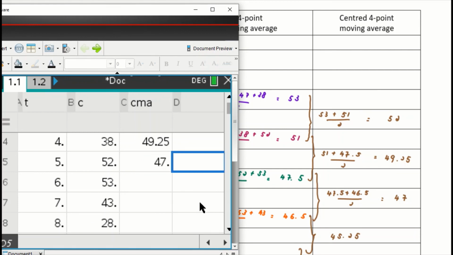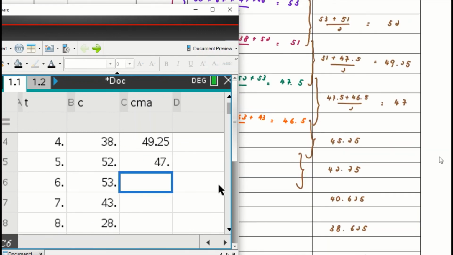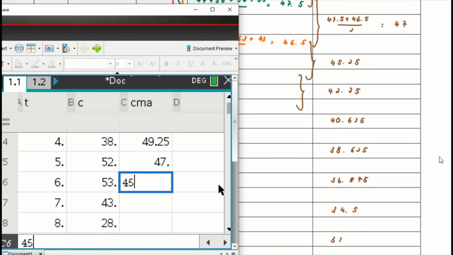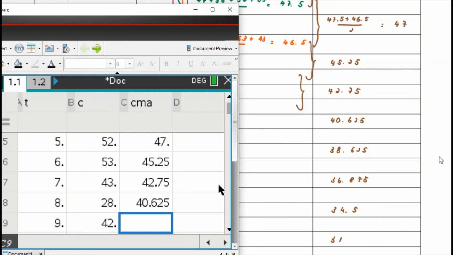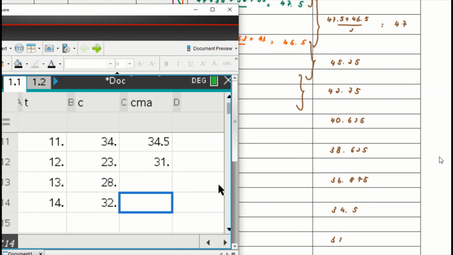Okay, so for today's lesson, because I want you to understand what you are actually doing, I hope that you can try to answer all the questions manually first. Then after you understand what you are actually doing, only then do we move on to use the calculator to help us do everything. Okay, so 38.625, 36.875, 34.5, and then 31. You will see that the next two cells are empty.